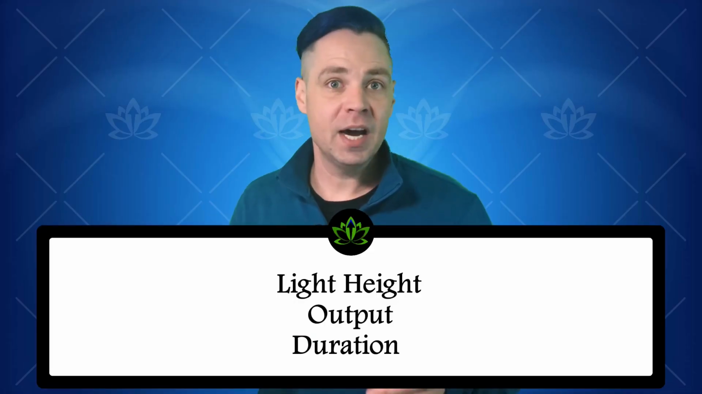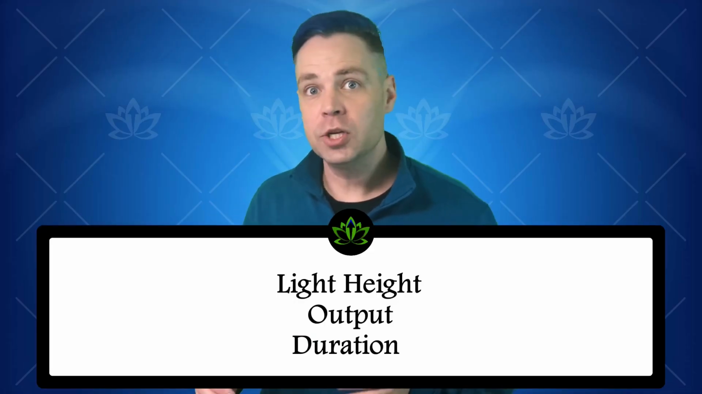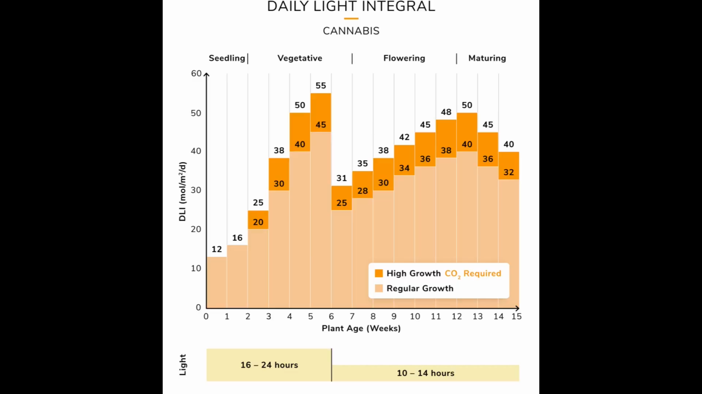Cannabis requires full sun to flourish, but indoors, cultivators must consider the light height, the output, and the duration to achieve the proper lighting conditions. Cannabis plants require different DLI levels depending on their growth stage, and it's essential to adjust the lighting accordingly. So let's talk a bit about DLI for cannabis in its vegetative and flowering stages, and how to adjust the lighting duration to initiate a flowering period.